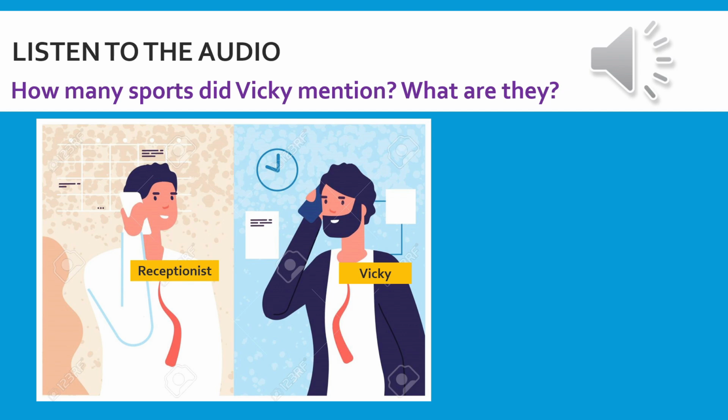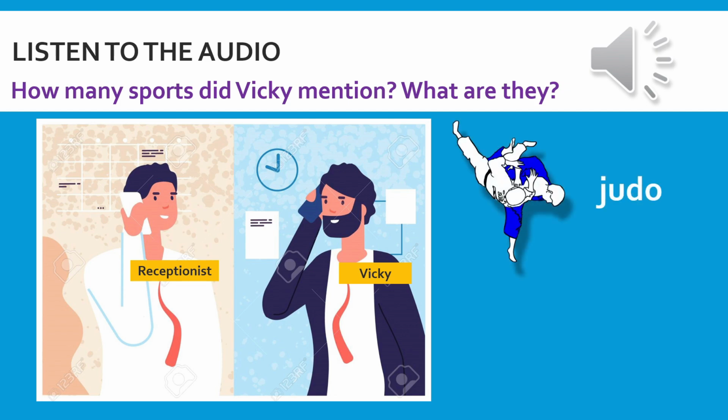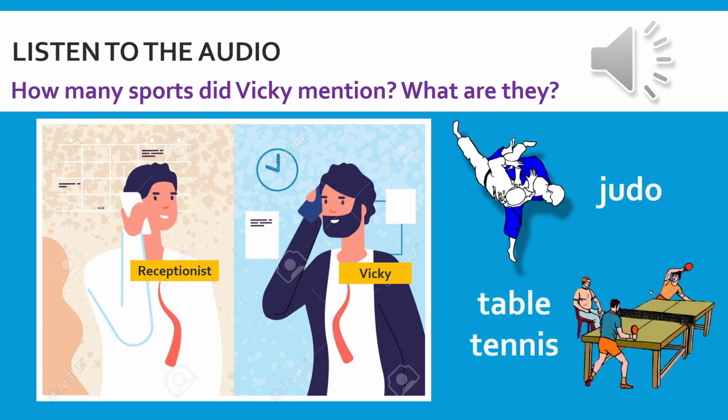So that's the end of the audio. Now, how many sports did Vicky mention and what are they? Well, before I reveal the answer, you might think that there were 3 sports that Vicky mentioned. However, the real answer should be only 2, and those sports were judo and table tennis. You might question, why is there no swimming? In the conversation just now, Vicky asked about the swimming pool and she did not ask about swimming. Swimming pool is a place, it's not a sport.